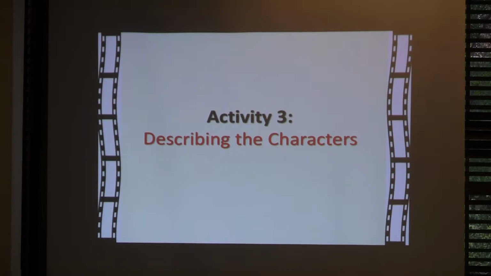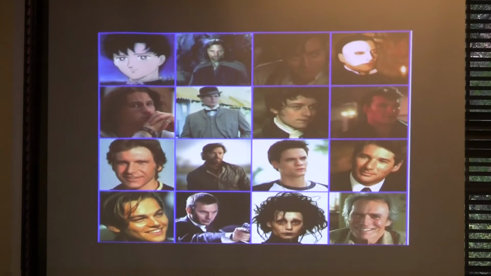The third activity is describing the characters. In this activity, students are put in groups before seeing the movie, and each group is assigned a character to describe. As they see the movie, they get all the details from the character they were assigned to describe, and then they have to describe it to the class after the movie. Here are some examples of famous characters from movies.